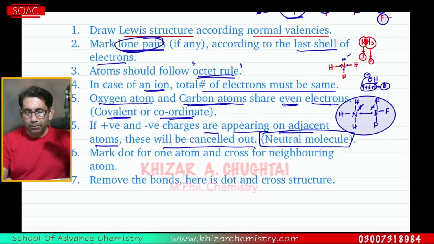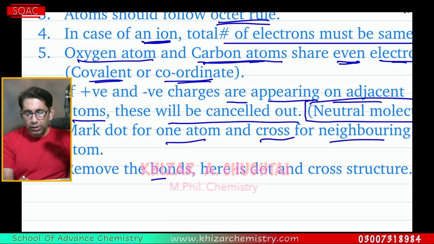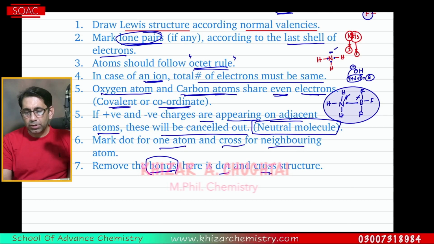The next thing is to mark a dot for one atom and a cross for the neighboring atom. So you will start from left to right: dot for one atom, cross for the next atom, again dot for one atom, cross for the next atom, and so on. Finally, you will remove the bonds of the Lewis structure, and there will be dots and crosses left behind, and that is the dot and cross diagram. There is no need to draw the circle every time, but if the question asks you to draw the circle, then you should draw it, you must draw it.